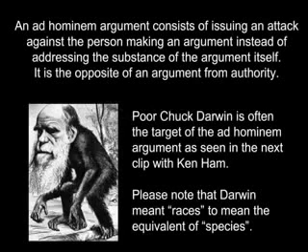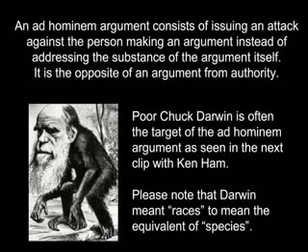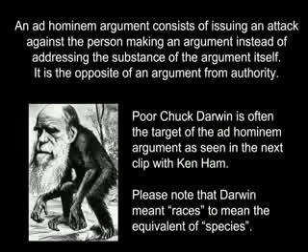Ad hominem argument. An ad hominem argument consists of issuing an attack against the person making an argument instead of addressing the substance of the argument itself. It is the opposite of an argument from authority. Poor Chuck Darwin is often the target of the ad hominem argument, as seen in the next clip with Ken Ham. Please note that Darwin meant races to mean the equivalent of species.